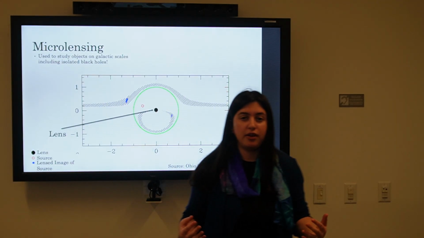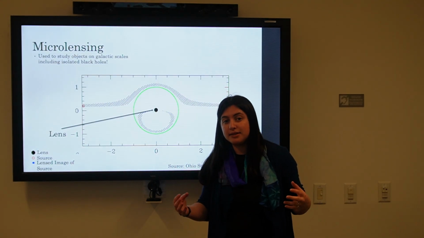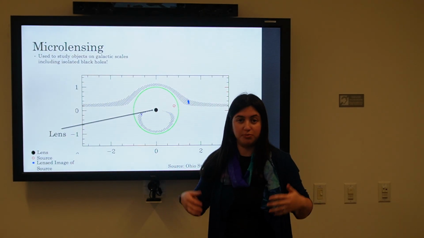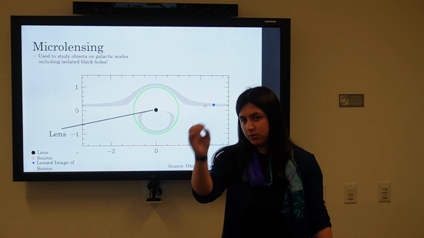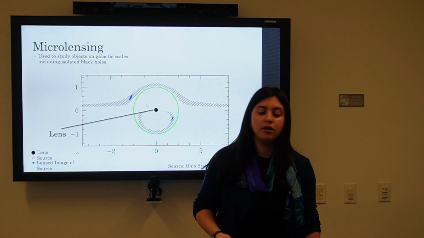In the case of microlensing, instead of looking at galaxies, which are collections of stars and black holes and other objects, instead we look at individual stars and black holes.